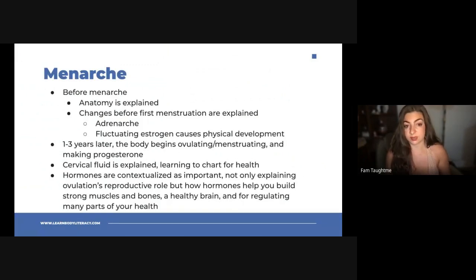Cervical fluid could be explained. Learning to chart for one's health could all be explained from the very beginning with a body literacy framework. And so it's a new vision of menarche. And the hormones could also be contextualized as being important. So not only explaining what we're usually told, which is that there's a reproductive role to ovulation, but instead how the hormones help you as a young person build strong muscles and bones and a healthy brain, and it regulates many parts of your health. So these are all potential ways to engage with menarche.